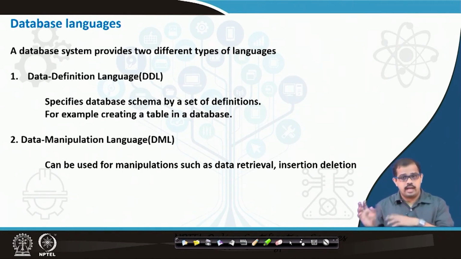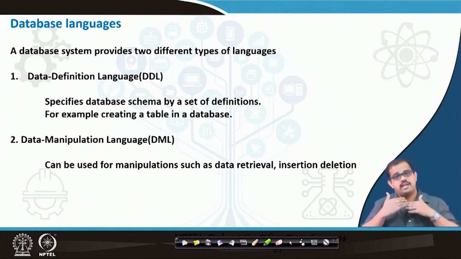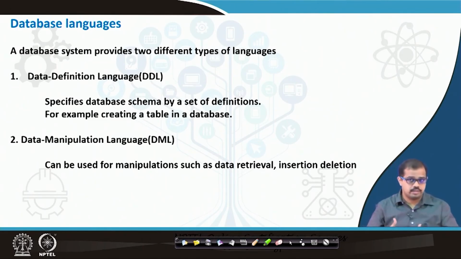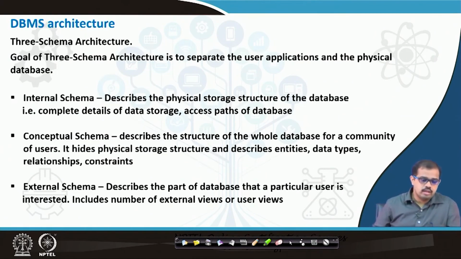When I say language, it has a series of syntax and semantics associated with it. That's why it's called a language. So we have a data definition language, we have a data manipulation language. Both of these languages together become a database language. The next thing that we would look at is the database management system architecture.